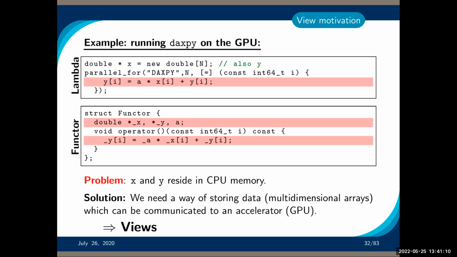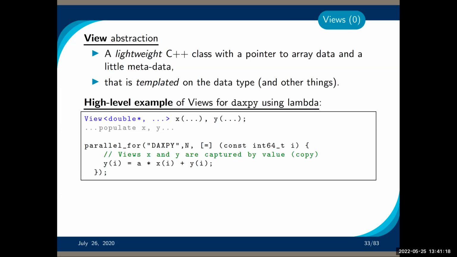So we want a way to store multi-dimensional arrays that we can talk to the GPU, and that's what a view is. It's a lightweight class. It's a pointer to data and a little metadata. It's got a name, and a reference count, and it's templated on the data type. And there are a couple other things, and I'll get into a few of the other parameters. We try to pick the correct defaults, but sometimes you're doing more complicated things, so you have to specify more template parameters.